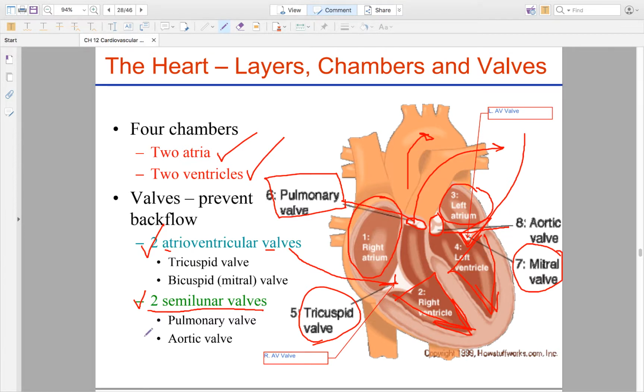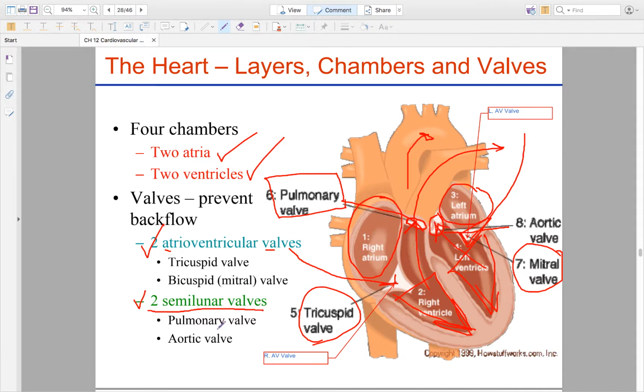There's 2 more valves, 2 semilunar valves, and notice the first one is the pulmonary valve, and see how the pulmonary valve is actually inside of the right ventricle? That technically is where it's located. Okay, and then inside of the left ventricle is the aortic valve.